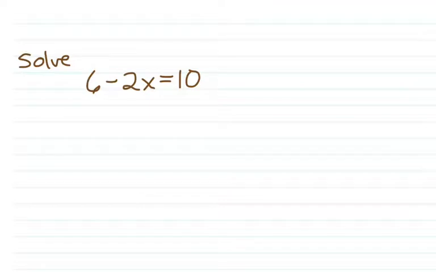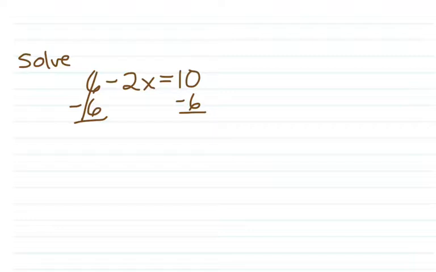Another equation there for you. We've got 6 minus 2x equals 10. We're going to break that addition-subtraction bond first, and even though the bond we're breaking is subtraction, what we really have to think about is that 6 is a positive 6. How do we get rid of the positive 6? We subtract 6. That's what's going to turn that into a 0.